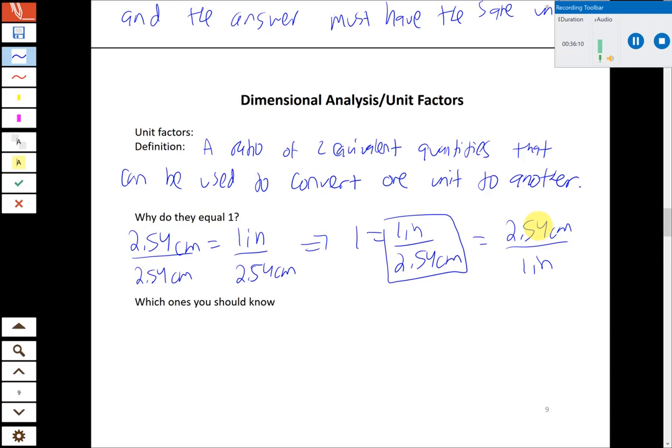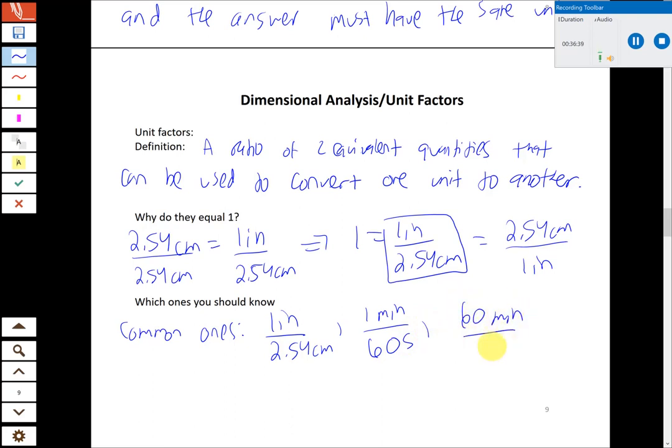There's other ones which you should know. In a lot of cases we'll give these to you, and we're going to introduce some more throughout the semester. But ones that you should know right off the top of your head are the one that I just gave you. We don't do a ton with inches and centimeters in this class, but it's common enough that you should know it. Then the common time units we'll see at times are 60 seconds in 1 minute, 60 minutes in 1 hour, written either direction, obviously. Those you should obviously know, and you probably already do.